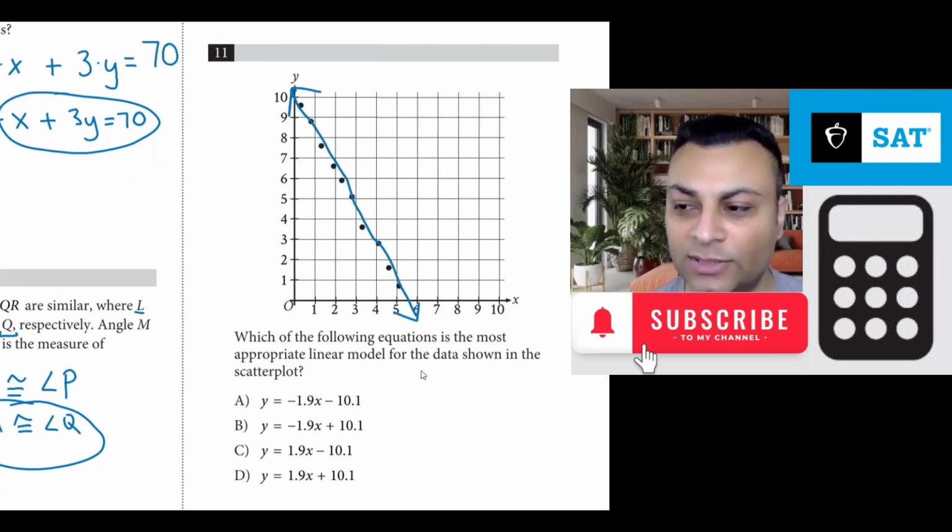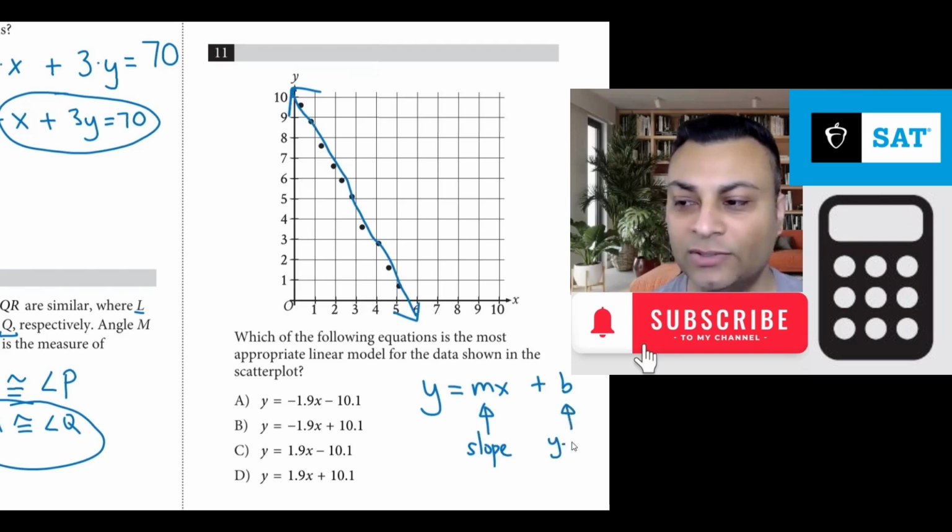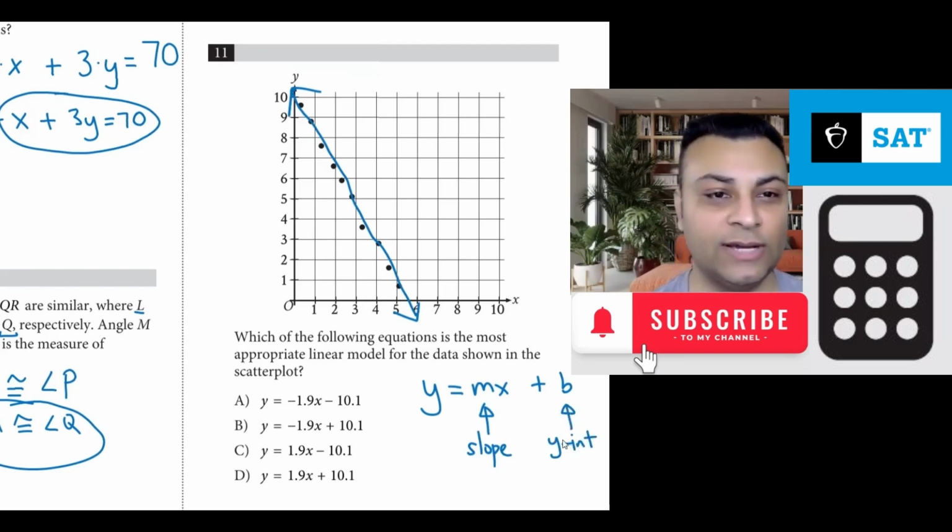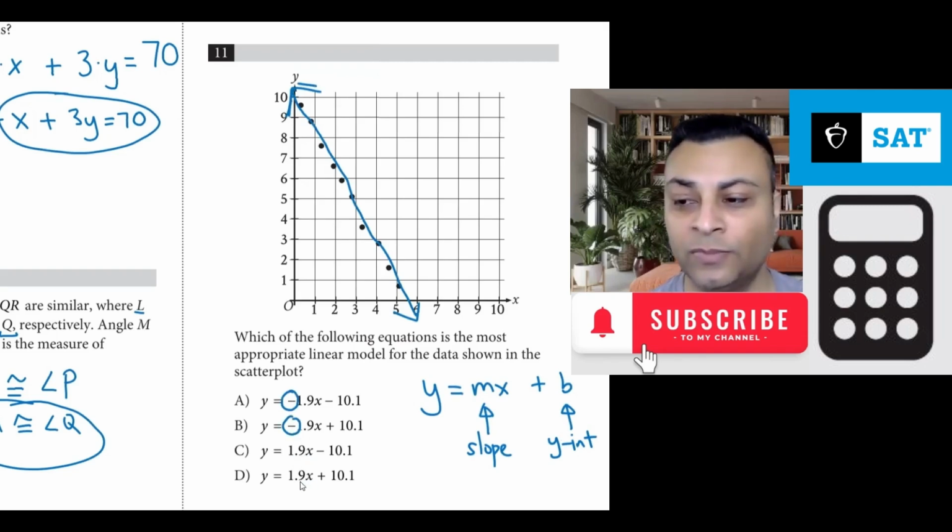And one thing we note is that for linear equations, y equals mx plus b, this m here is the slope of the line, and this b here is the y-intercept, the place that it crosses the y-axis. Now, this rough line I've drawn in, you can see it's got a negative slope, so we need the slope to be negative. Here we have a negative slope, negative 1.9. Here's also negative, but these two are positive slopes, so we can rule out options C and D right now because they have positive slopes.